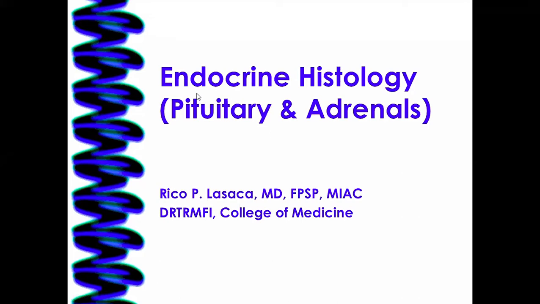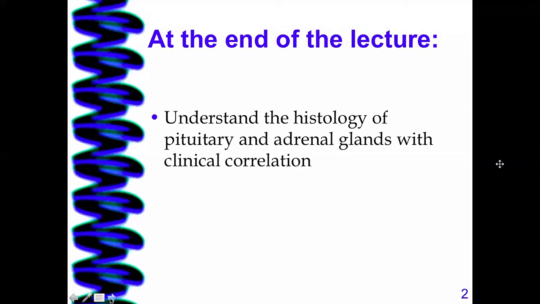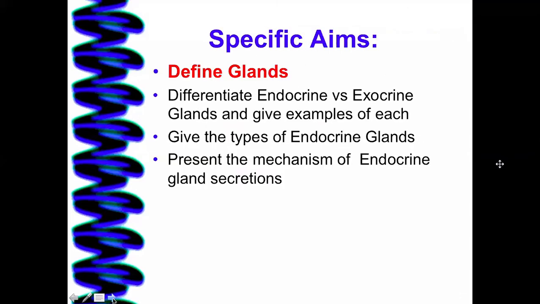So for this afternoon, I will be talking about endocrine histology, specifically pituitary, adrenals, thyroid, and parathyroid. At the end of the lecture, the student shall understand the histology of pituitary and adrenal glands with clinical correlation. So there are specific aims that we need to answer before we start with the proper histology of the pituitary, adrenals, thyroid, and parathyroids.